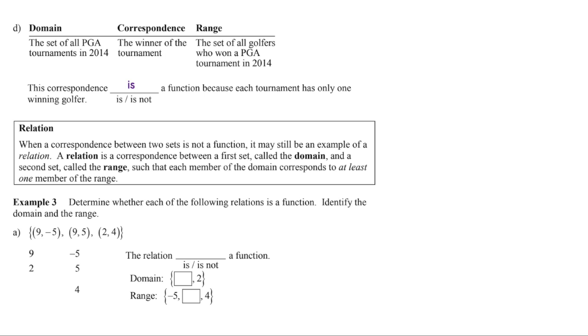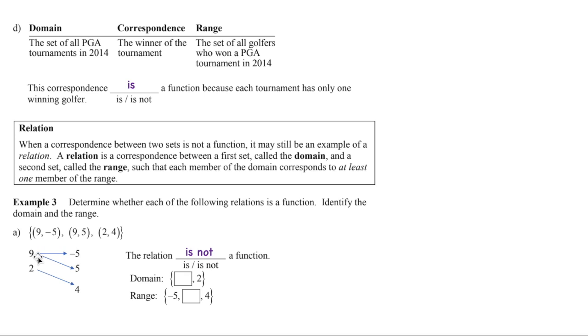Each member of the domain corresponds to at least one member of the range, so 3 eighths goes to 4, and 9 goes to negative 5. We can say that this is a function, because each member of the domain corresponds to exactly one member of the range. I can also click in the next box and put negative 3 eighths as well as 5.